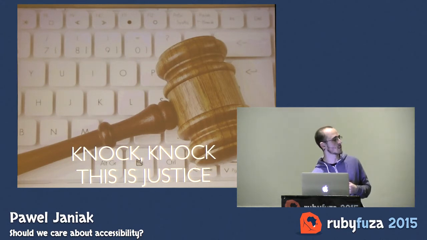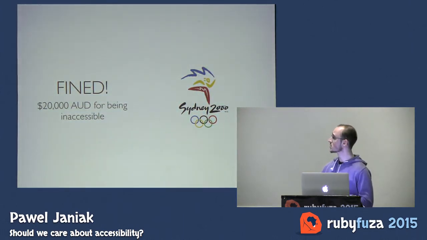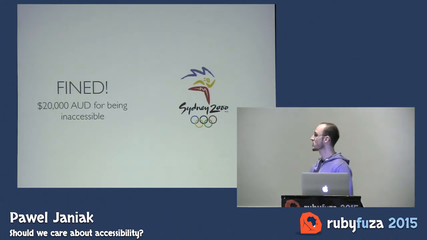And basically, the legislation loosely says that if it's unreasonably hard for someone with a disability to use your service, you have to fix your ways. So in 2000, during the Sydney Olympics, there was a man called Bruce Maguire. He was blind from birth. He tried to access their website to see the scores of the Australian team or something. And he couldn't, so he took them to court, and he won. And he got a $20,000 settlement.